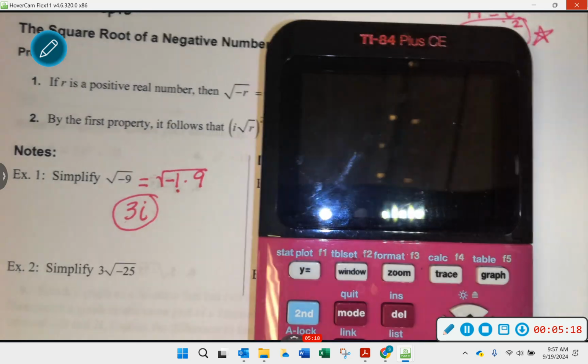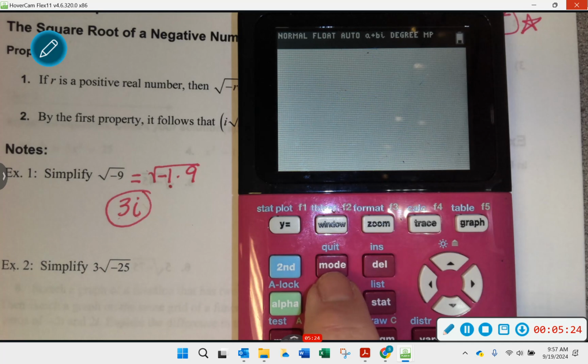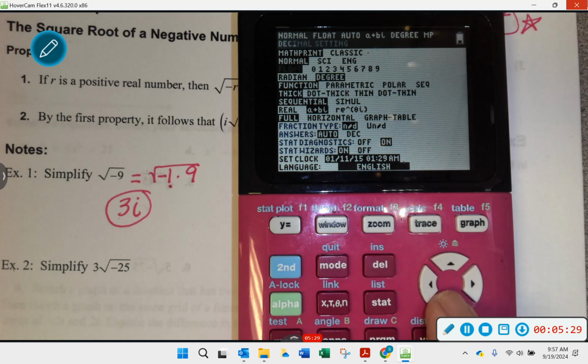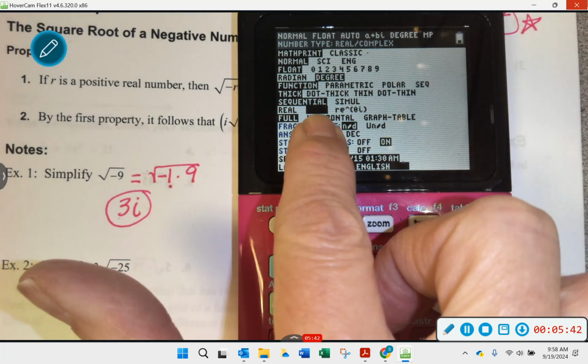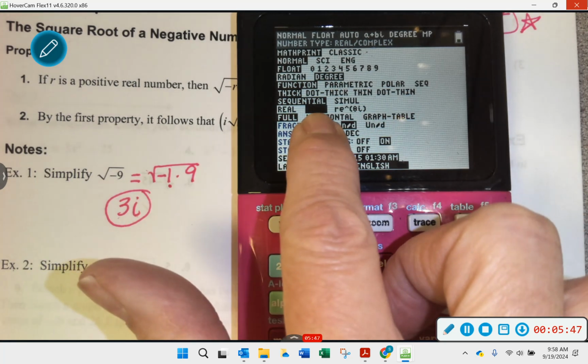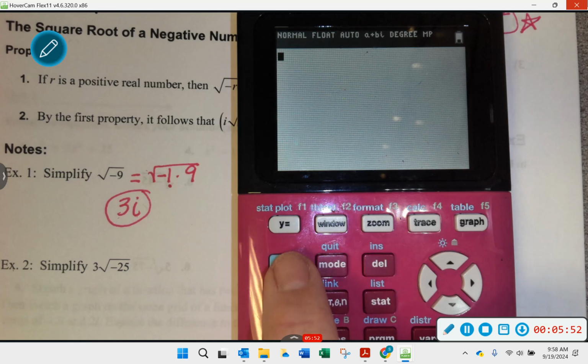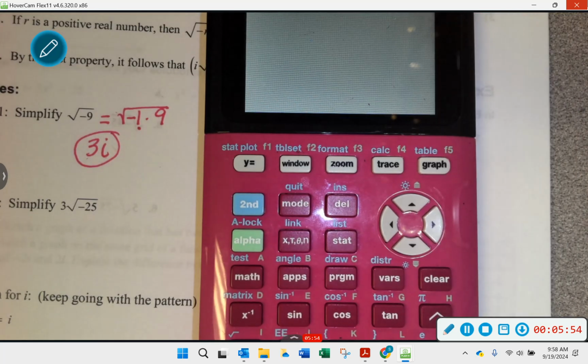Go to your calculator. So that we're all doing this the same, I want you to go under mode right here by the second key, go to mode. And I want you to go down here where it says real. Right now, yours probably is highlighted on real. I want you to go over to a plus bi and push enter. I want that to be highlighted. That's going to allow us to work with imaginary numbers. I don't care about anything else. Just make sure you have that highlighted. Go second, quit. Type in the square root of -9.